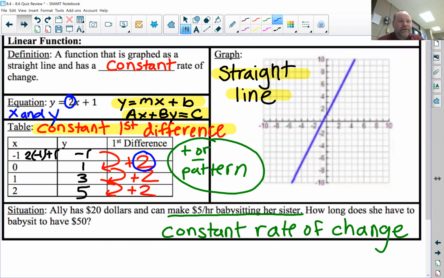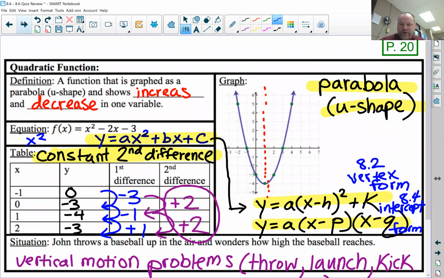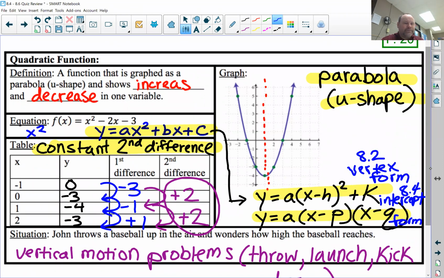All right. Quadratic models, and this is where we've spent quite a bit of time this trimester. One way to describe or define a quadratic, it is a function that is graphed as a parabola. It has a U shape, and it shows increase and decrease in one of the variables.